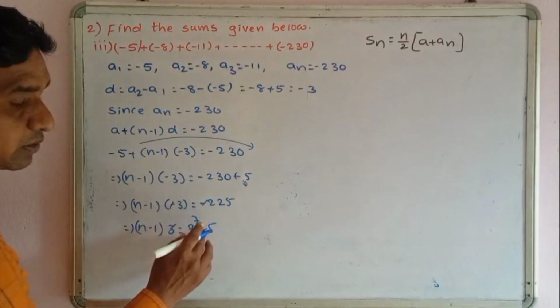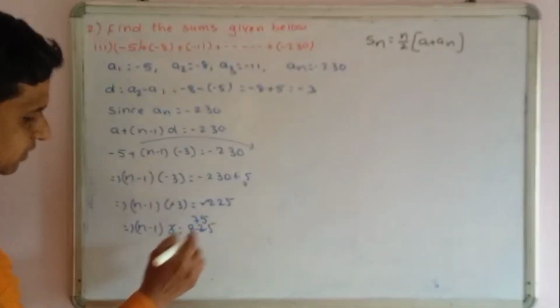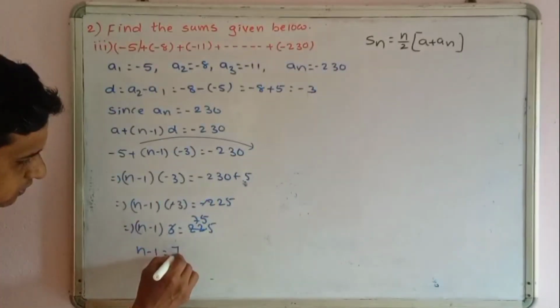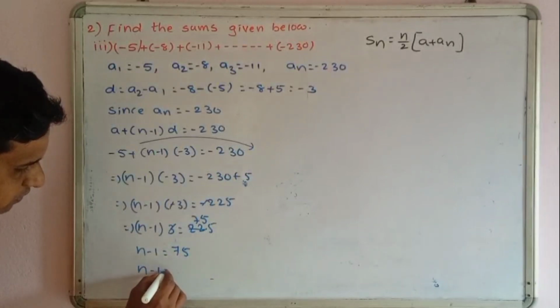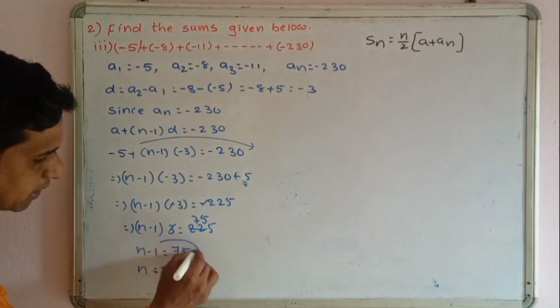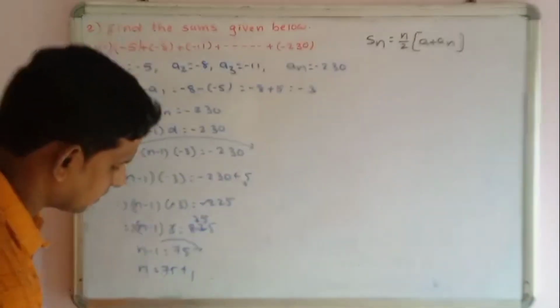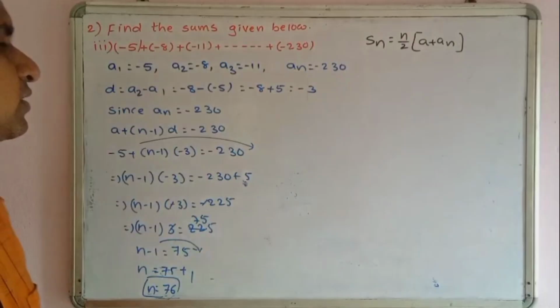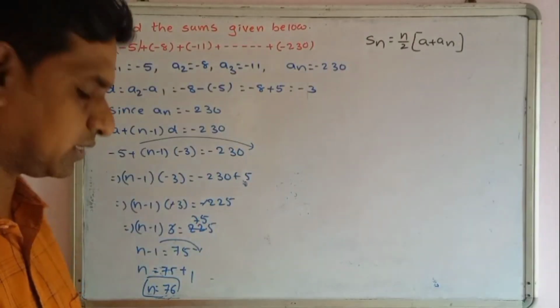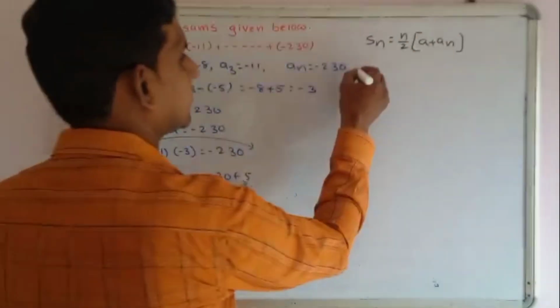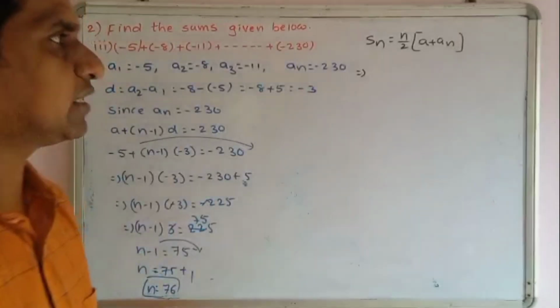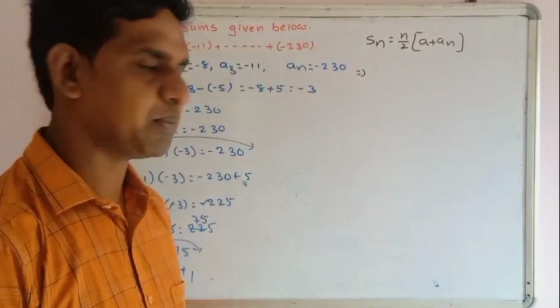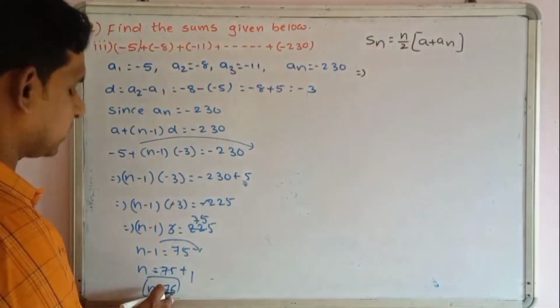So 3 7s are 21, 1 balance, 3 5s are 15. So n minus 1 equals 75. Sorry, n equals 75 plus 1, minus 1 transposes to the right side as plus 1. So 75 plus 1 is 76. Therefore the value of n is 76. Now we will find the sum of 76 terms. That equals Sn equals, what is the formula? Sn equals n by 2 into (a plus an). So here how many terms are there?